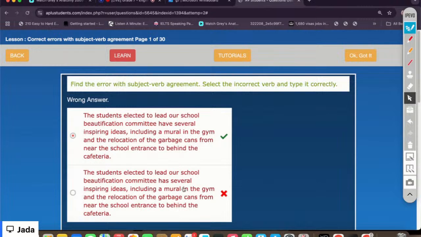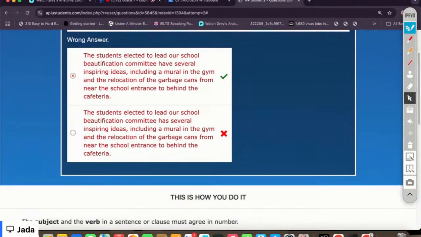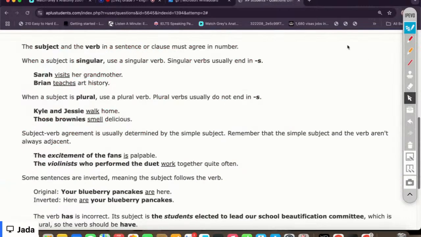So now let's say that you click on this one and then it's the wrong one. You have to ask yourself why. Why is it wrong? Then you scroll down and then you see the correction over here. Now the subject and the verb in a sentence must agree, so we have to remember that.